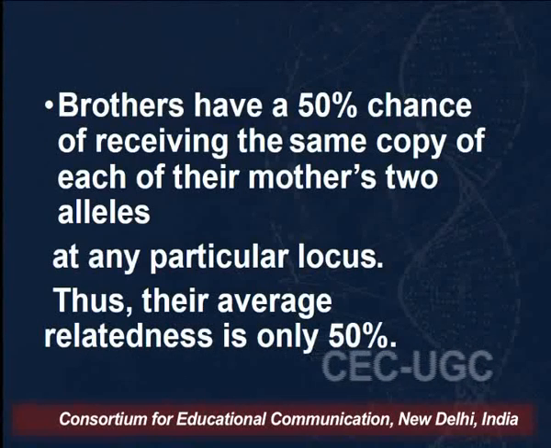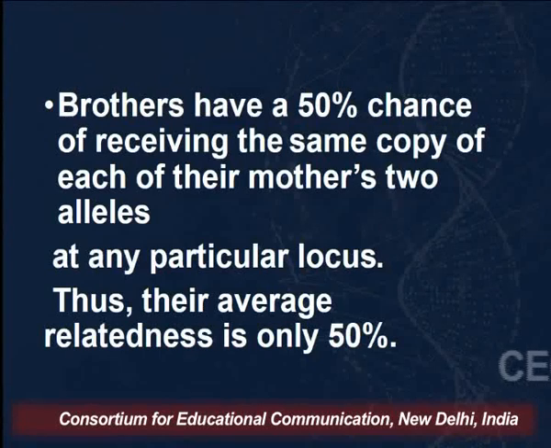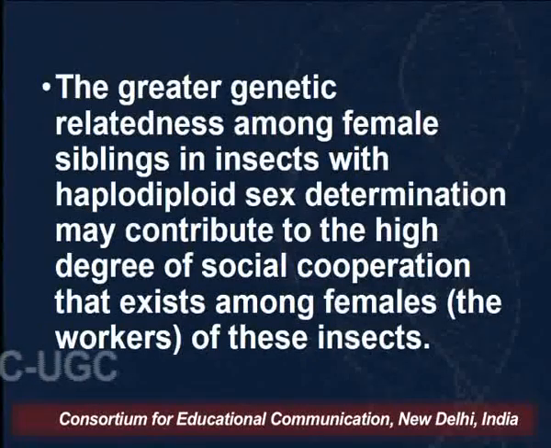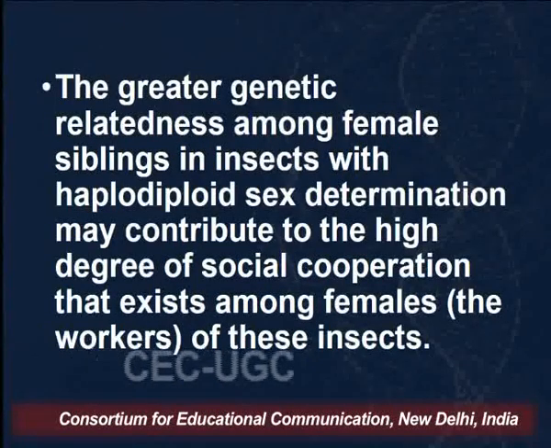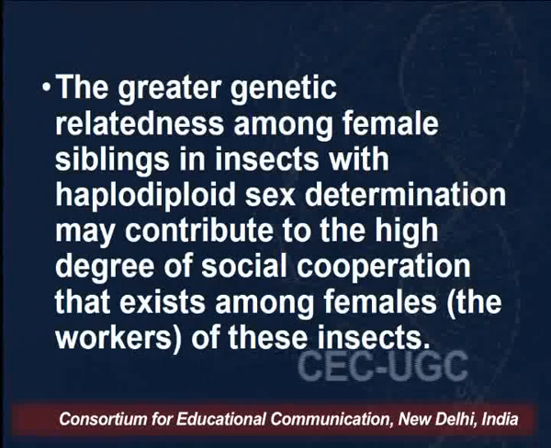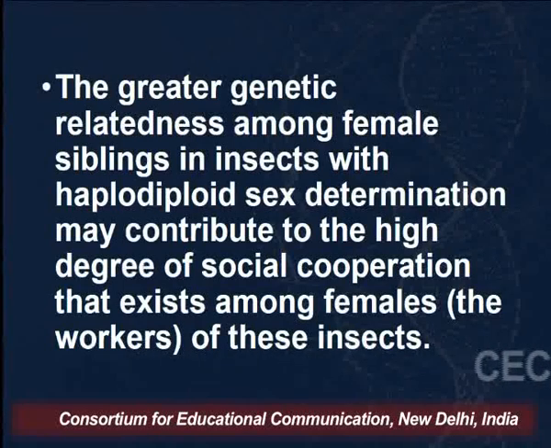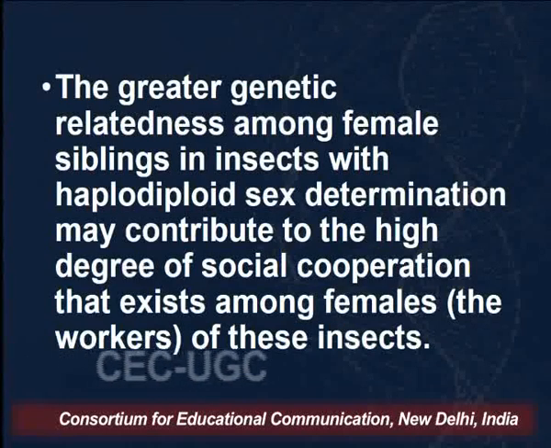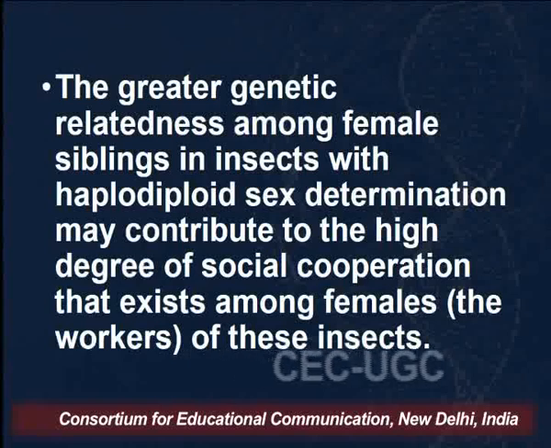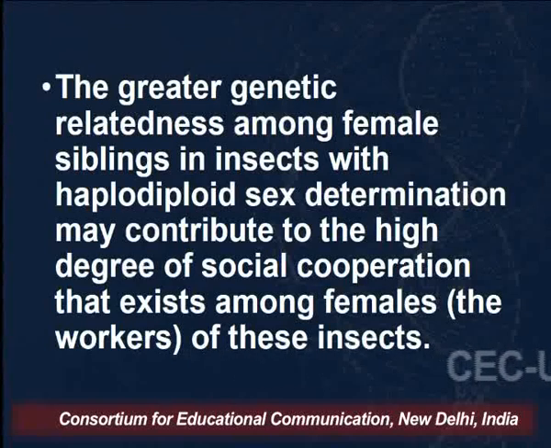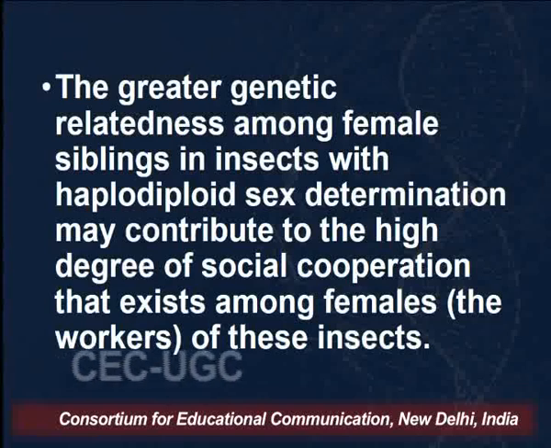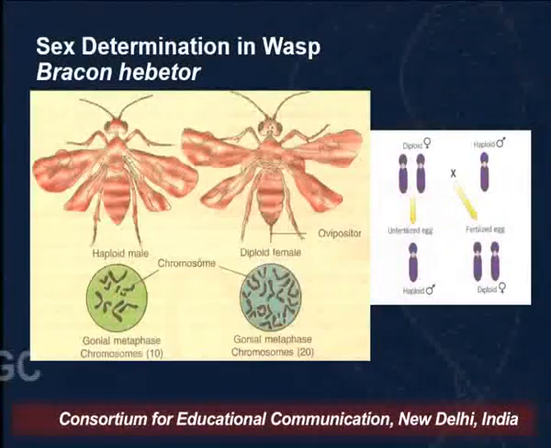Why are we talking about the relative relatedness of the brothers and sisters? Because the greater genetic relatedness among female siblings in insects, which are determined by haplodiploid sex determination, really contributes to the high degree of social cooperation that exists among females, that is, the worker honeybees or worker ants of these insects. On your screens, viewers, you will find another example of a wasp.